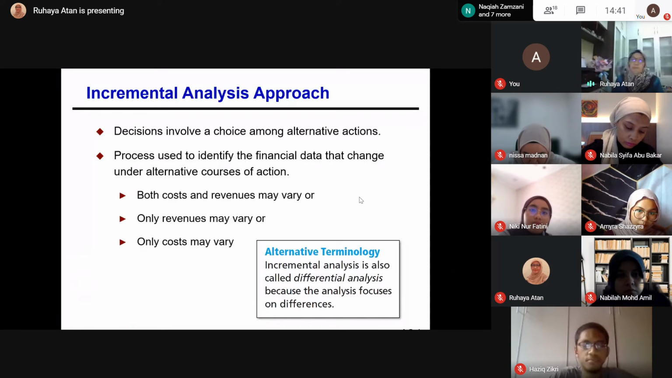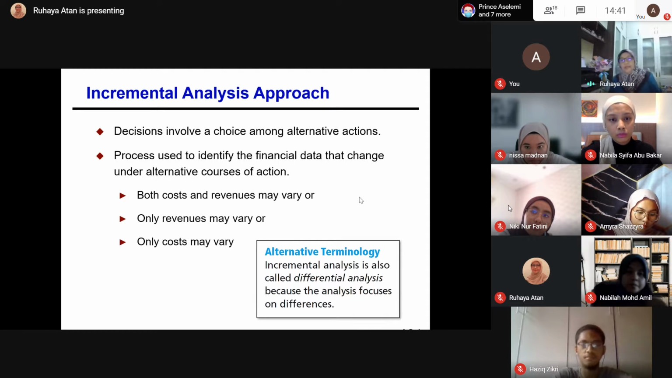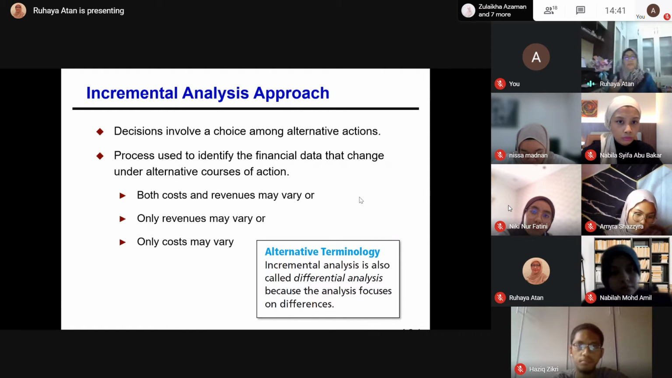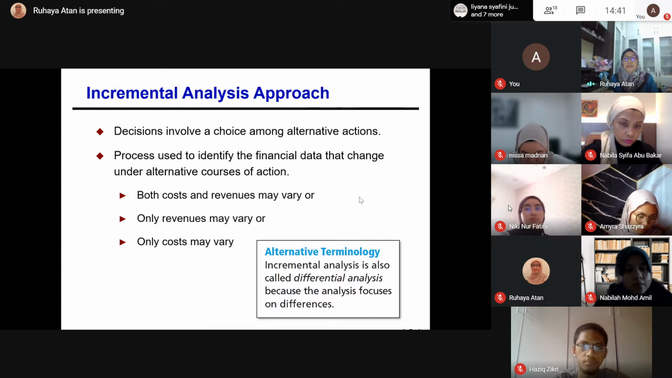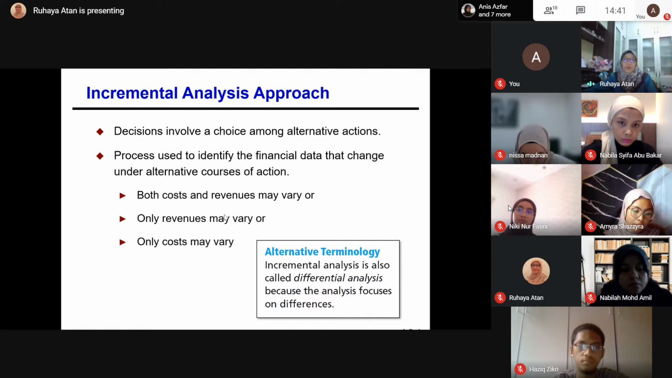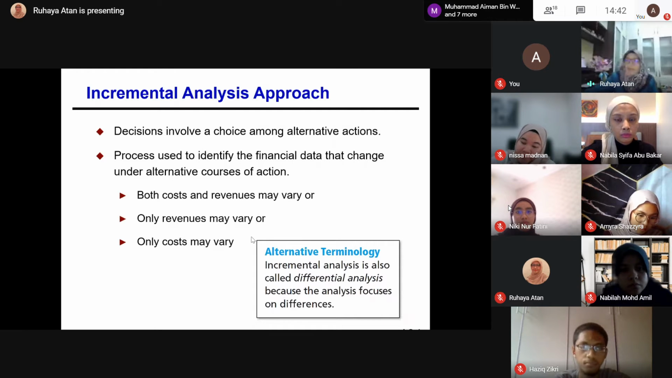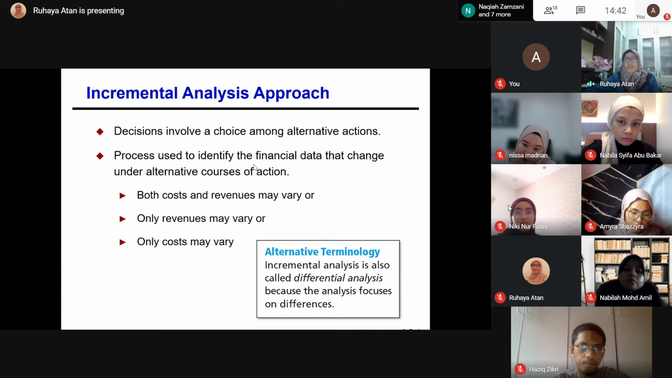When you make a decision, what data will change if you do this or if you do that? It is very important for you to identify or calculate what data changes, and normally the change in this data will give the effect, where both cost and revenue vary, or sometimes only revenue changes, or sometimes only cost changes. We want to look at the change in this data.